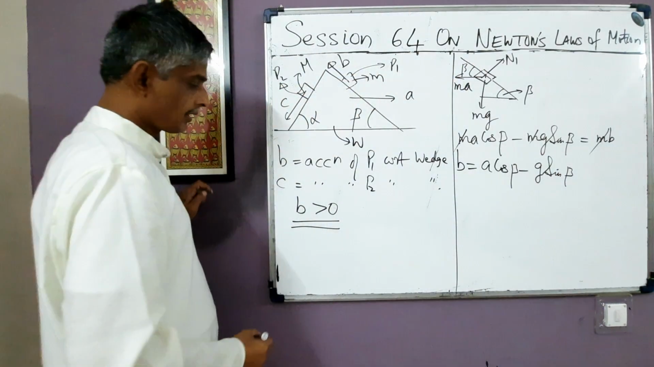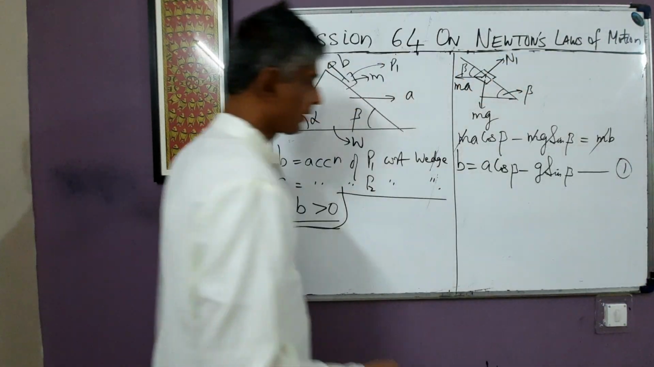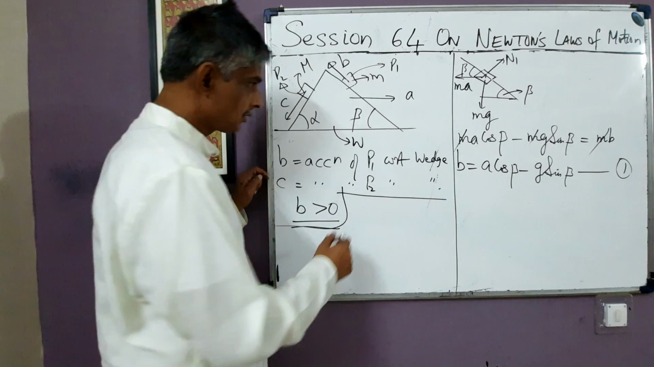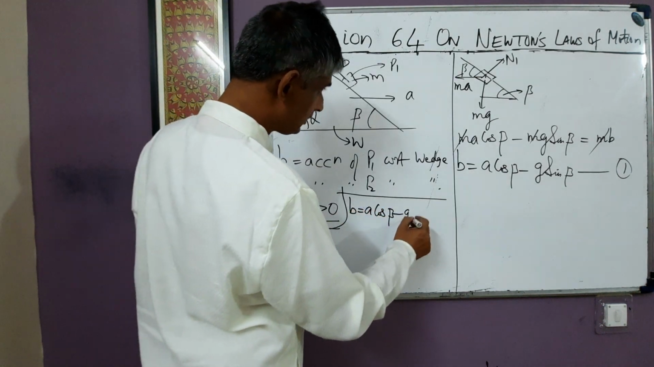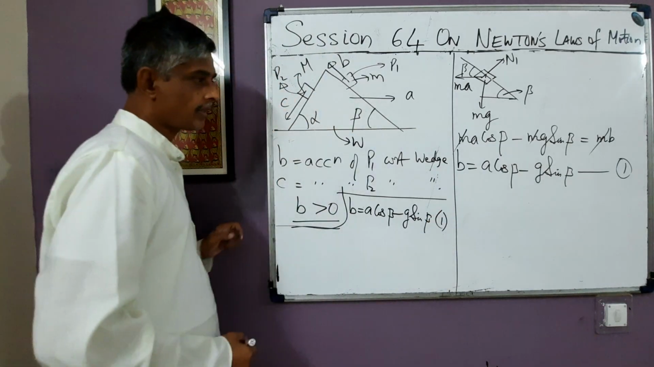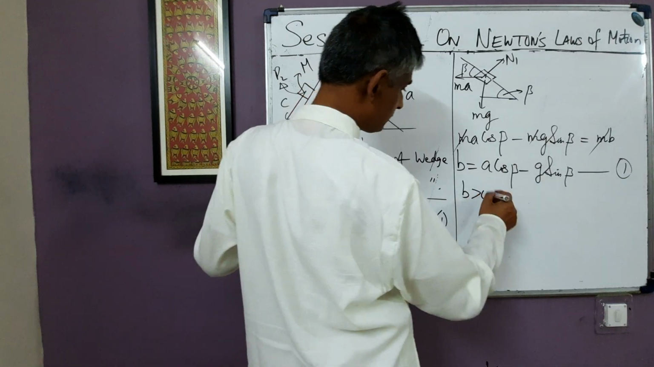So this condition I write it here. This is the first equation which I have written. First equation is B is equal to A cos beta minus g sin beta. So B I write it here: A cos beta minus g sin beta is the first equation. Now it is required that B is to be positive. So this B should be positive.